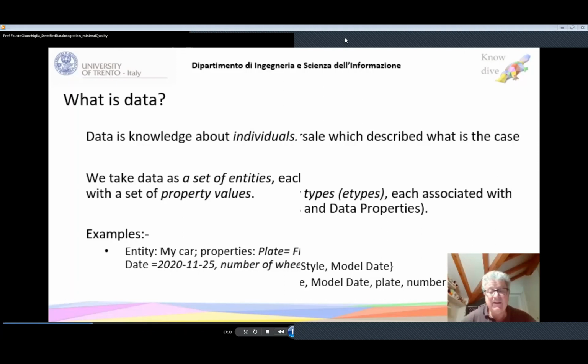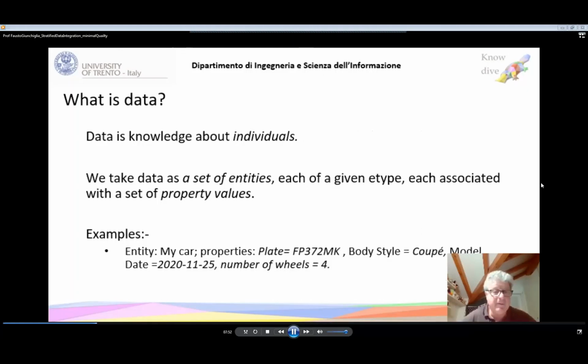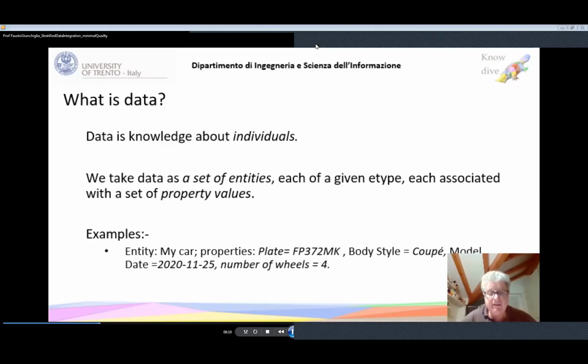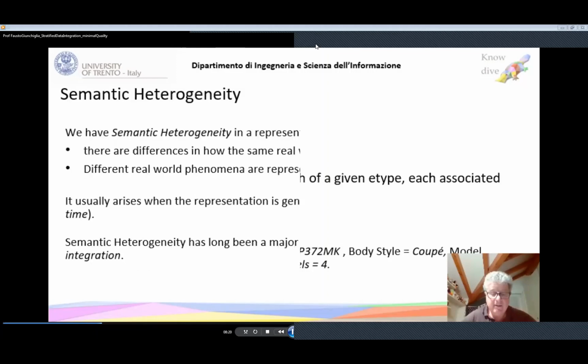So for any entity type, there is a set of entities of that entity type. The entity type car is populated by the various cars. In the same way, the entity type vehicle is populated by instances which are cars, entities which are motorcycles, entities which are ships, and so on and so forth. And what is the step from knowledge to data? The step from knowledge to data, as we all know from database 1, is just filling the properties of each such entity with a value. So for instance, the entity my car has a specific plate, has a specific body style, has a specific model date with a certain date, has 4 wheels, while a motorcycle could have 2 wheels. So this is data.